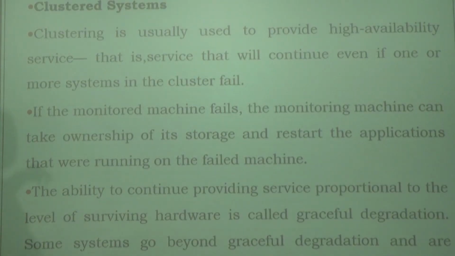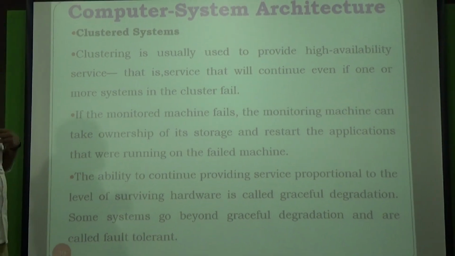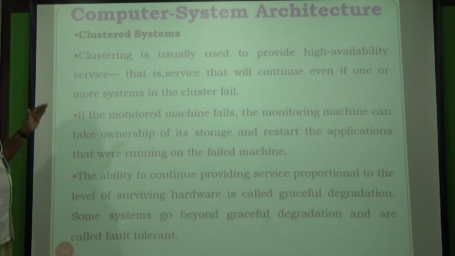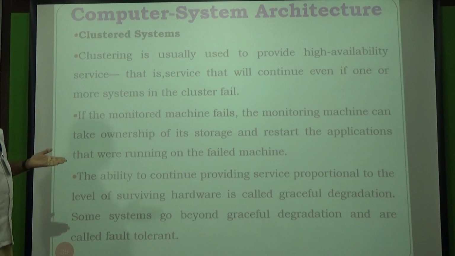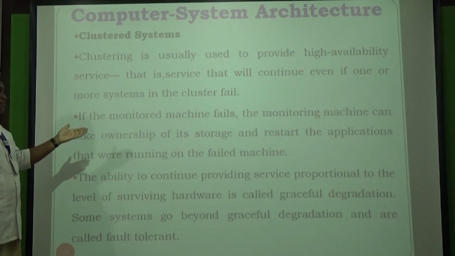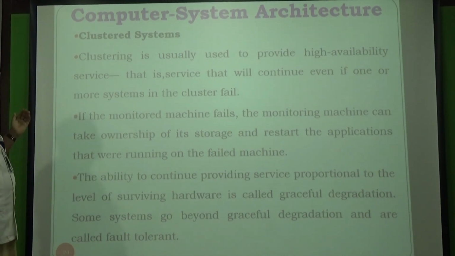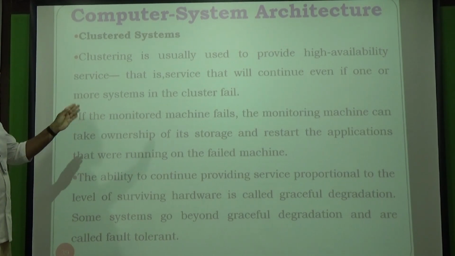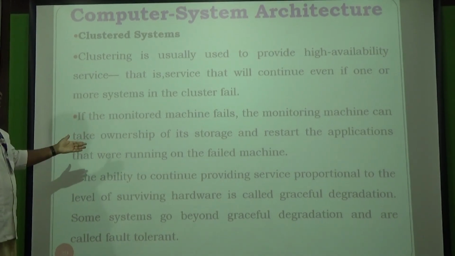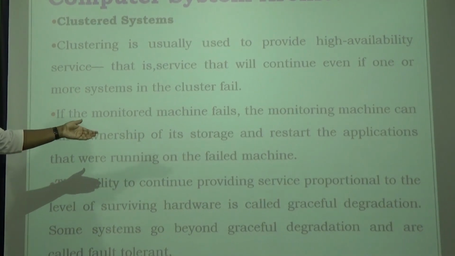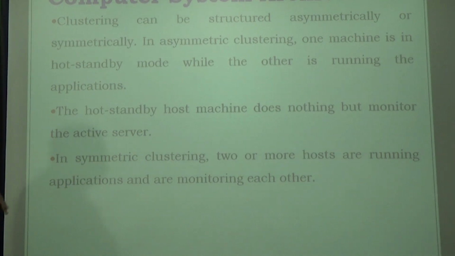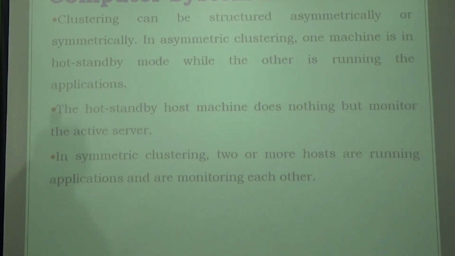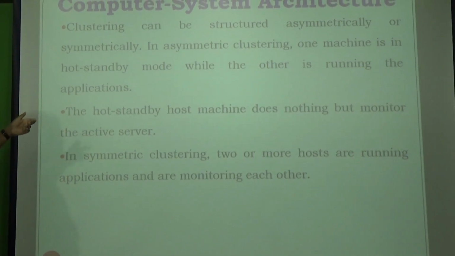So next one is the cluster system. A cluster system is usually used to provide high availability of a service. It continues to work even if one or more systems in the cluster fail, right? So when a machine fails, the monitoring machine can take ownership of its storage and restart the application that was running on the failed machine. The cluster can be structured asymmetrically or symmetrically. It has both symmetric and asymmetric clustering.